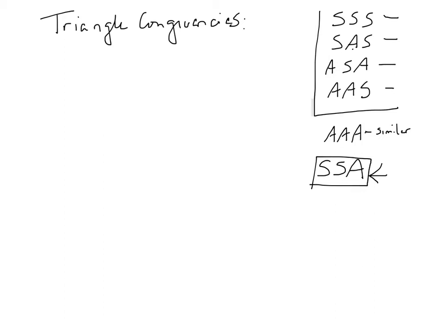It's because if I give you two sides and a non-included angle, which means the angle that's not between the two sides, I cannot guarantee you triangle congruencies. Let me give you an example.